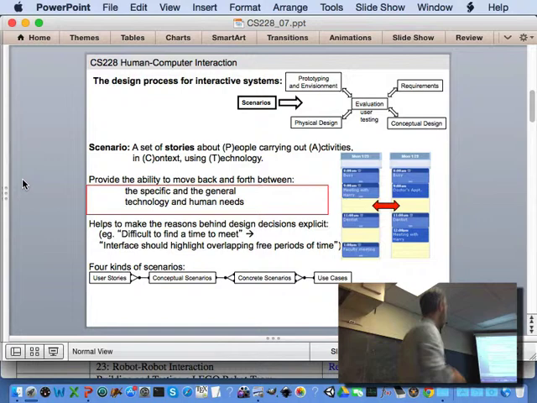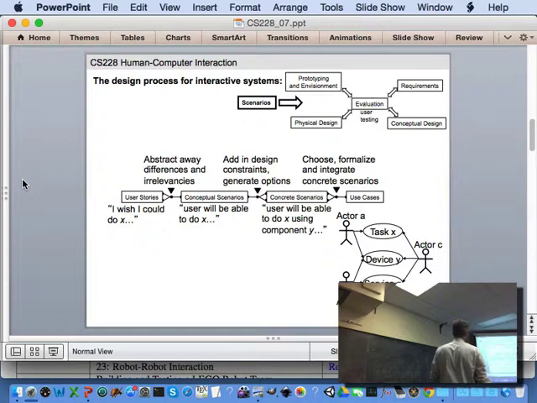Okay. So we're going to unpack scenarios here into four different kinds of scenarios. And we're going to start with these user stories. I wish I could do this. It's super hard to find a time for people to meet. I wish I could do X. So usually you start to hear these stories or you bring together stories from a demographic and say, there's a common identified need here. There's an opportunity in the market. Maybe I can create a simple software system that will meet this common need X for this group.